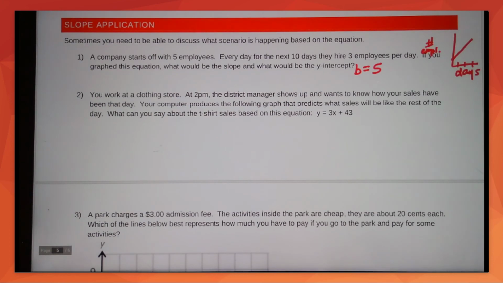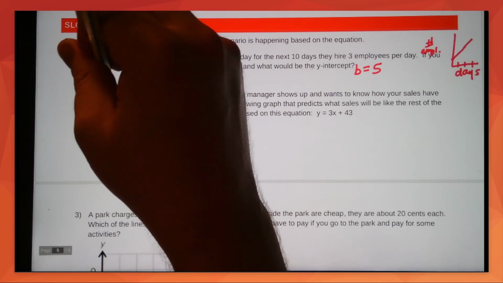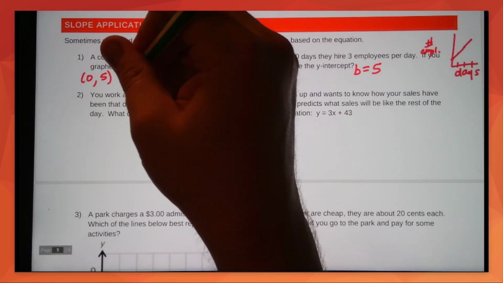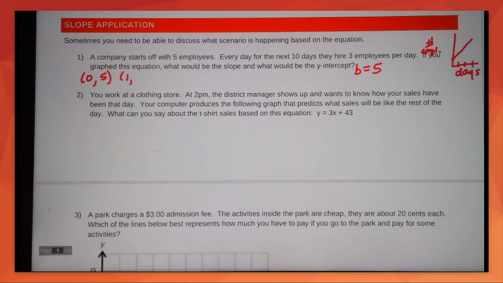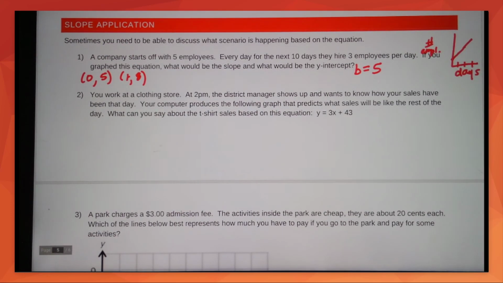Now, how do we figure out the slope? You need 2 points. So we know that on 0 days, we had 5 employees. And on the second day, really when 1 day has elapsed, that's how you can look at this, you had 3 more. So you had 8 altogether because you added 3 employees. Now you have 2 points, which means you have enough to calculate the slope.